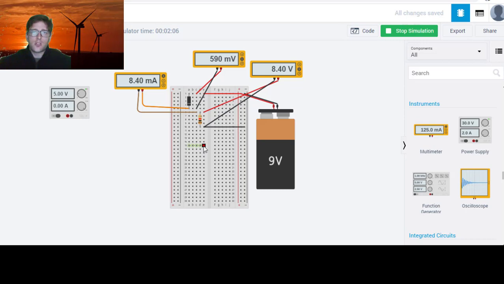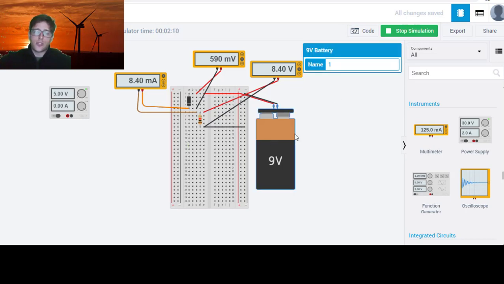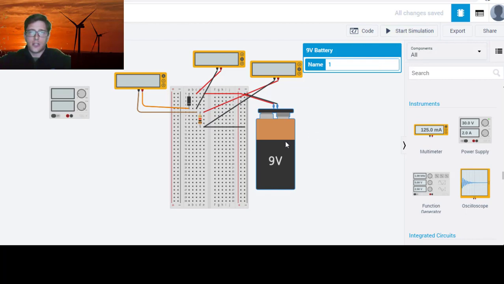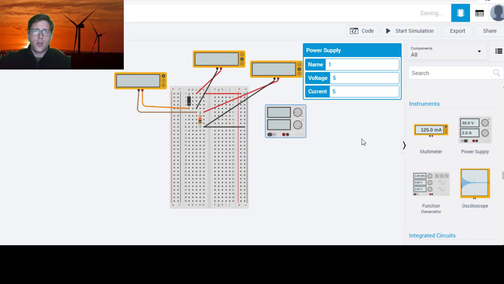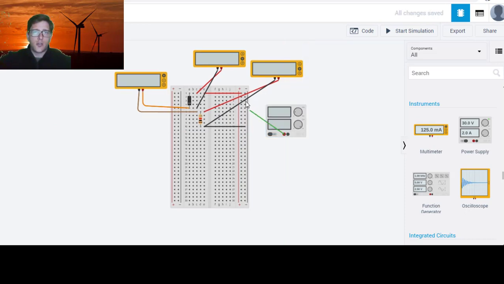So now we've actually graduated from using the 9-volt battery. We will still use those with the kits because that's what we have supplied to us. But in labs, what we typically do is we're going to delete this 9-volt battery and introduce a power supply. In this case, we're going to put positive to positive.